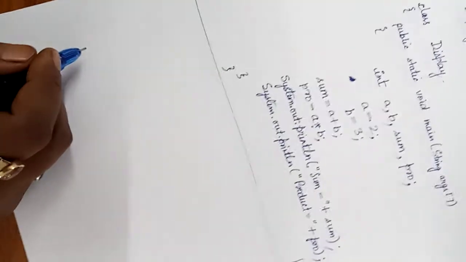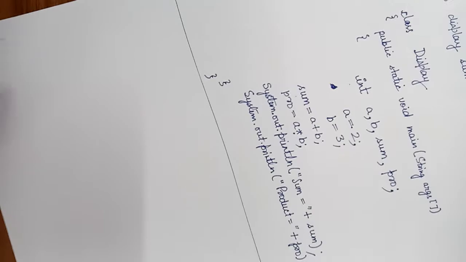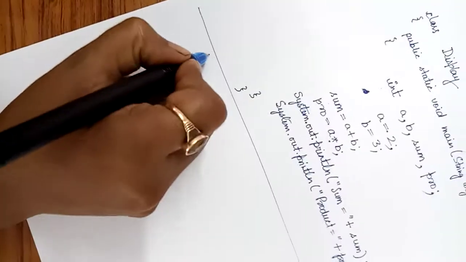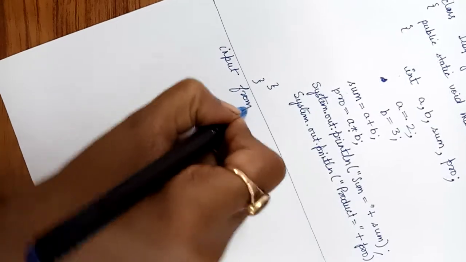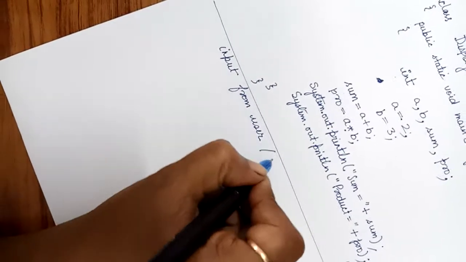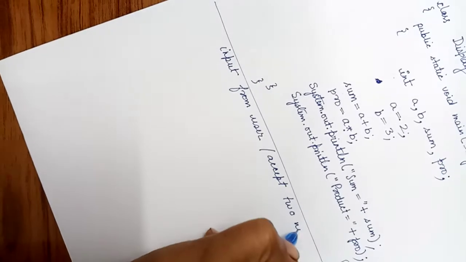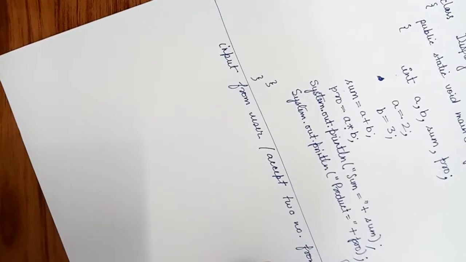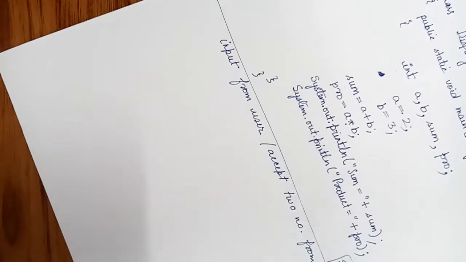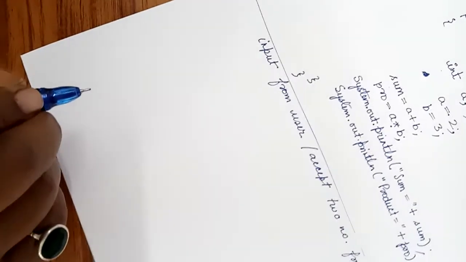Now suppose you have to make the same program but you need to take the input from the user. When we say accept two numbers from the keyboard, or from the user, from the console, then you will use this method. In this we will be using the Scanner class.